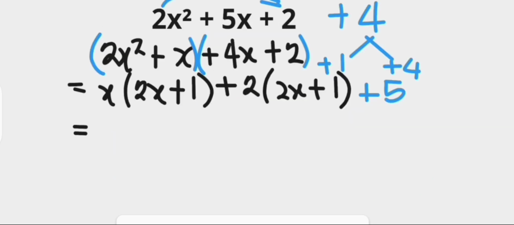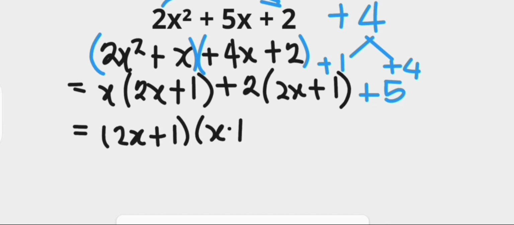Now the 2x plus 1 that is now common to the two terms that we have reduced these four terms to can be taken out. So we have 2x plus 1, x plus 2. This is the conventional method. But let us try the slide and divide method.